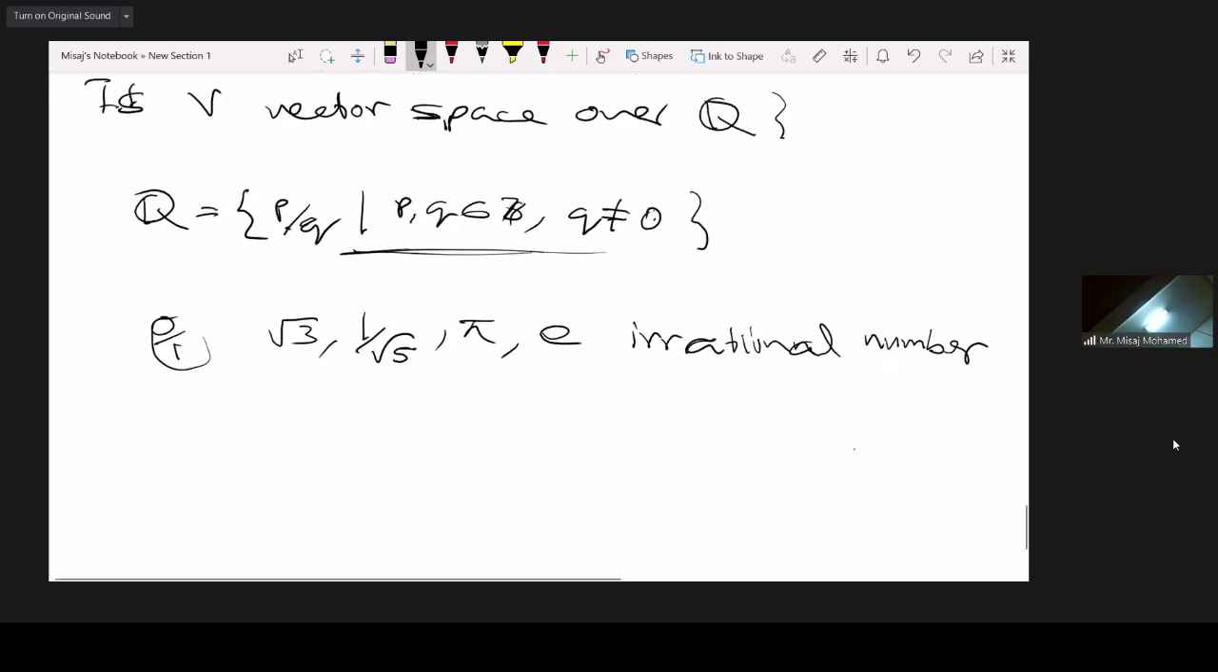You may ask a question. Why pi? Pi is 22 over 7, isn't it? Pi is equal to 22 over 7, so why is it not a rational number? Why are you not asking that question?